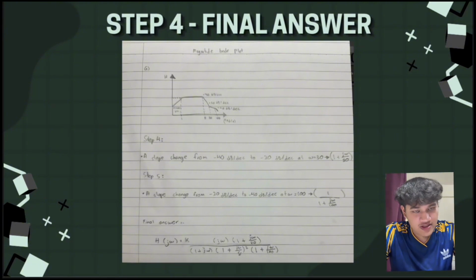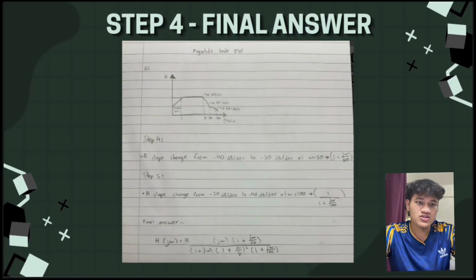Thus the factor is equal to 1 + jω/30. This zero partially compensates for one of the poles.